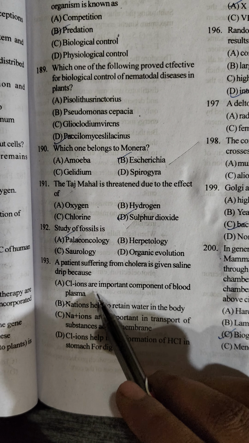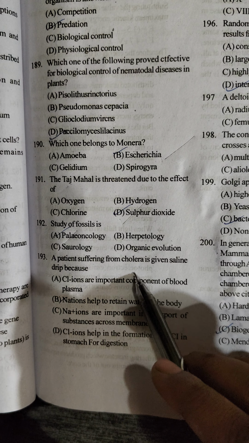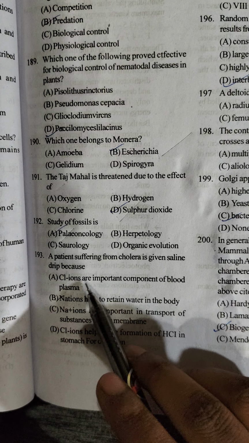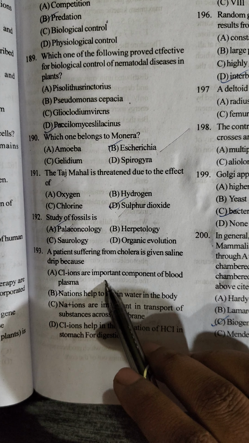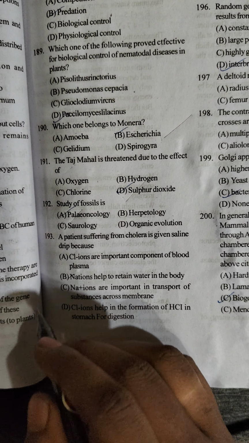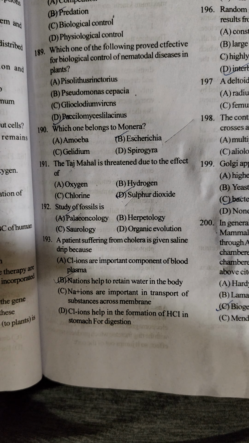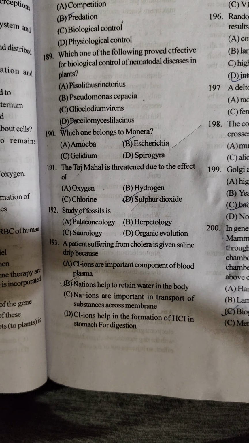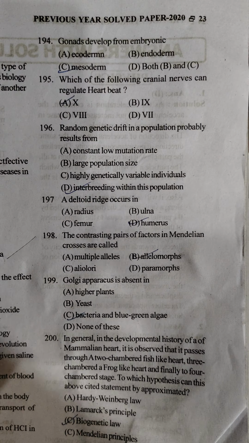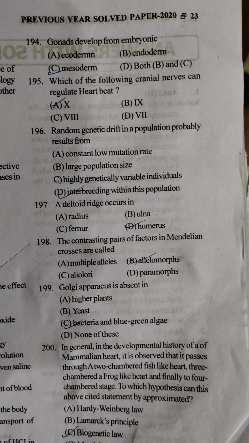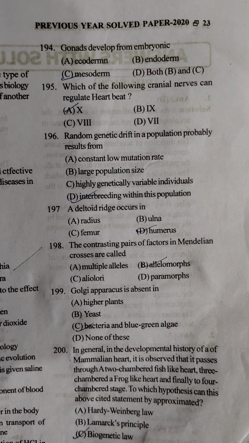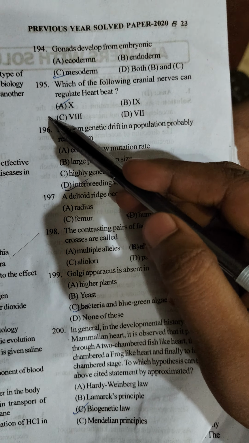अच्छा, ये थोड़ा क्वेश्चन है कि a patient suffering from cholera is given saline drip because of dust. उसके अंदर क्लोरीन. क्लोरीन इंपॉर्टेंट है कंपोनेंट ऑफ द ब्लड प्लाज्मा. या कार्निटाइन्स हेल्प टू रिटेन वाटर इन द बॉडी. यस, बॉडी के अंदर उस समय वाटर कमज़ोर हो जाता है ना, वाटर नहीं रहता बॉडी में, तो कार्निटाइन्स दिया जाता है ज़्यादा. Gonads develop from embryonic ectoderm, mesoderm. नहीं नहीं, हाँ हाँ, मेजोडोर्म होगा. गोनाड्स मेजोडोर्म से डेवलप होता है.